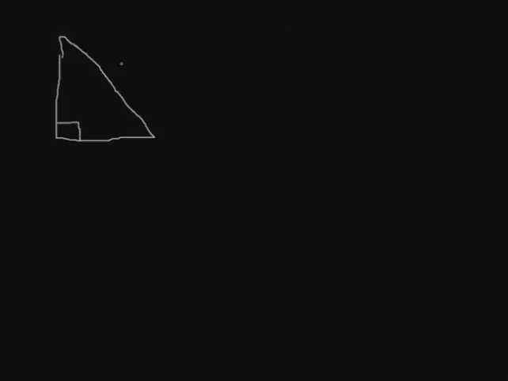Now the hypotenuse is this length here. This is the hypotenuse. I'll just spell it out. Hypotenuse. There you go. Alright. And this length, let's say that this length is length A, and the hypotenuse is length 8.